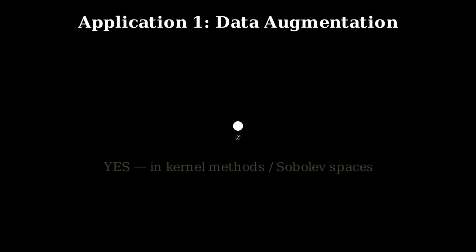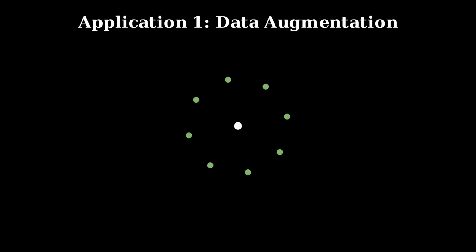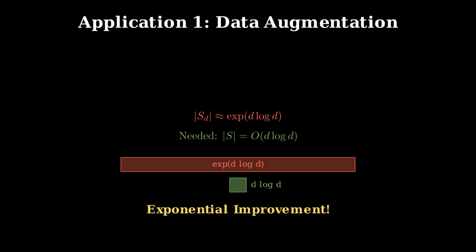In classical density estimation using kernel methods, the answer is yes. The theorem proves, only O of log G random elements suffice for the full statistical gain. For S_D, group size is about exp of d log d, but only O of d log d random augmentations are needed. An exponential improvement.